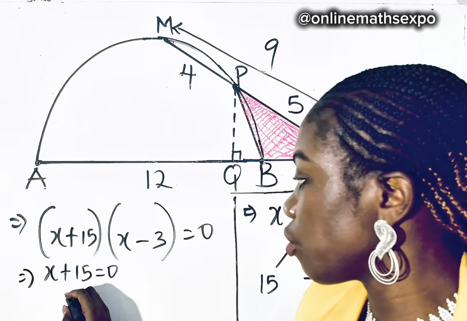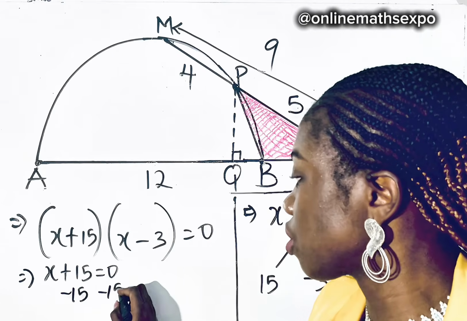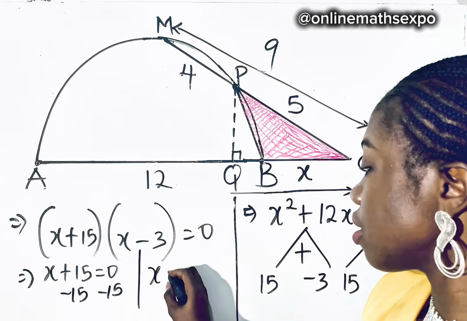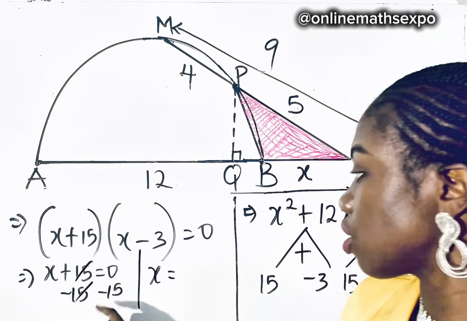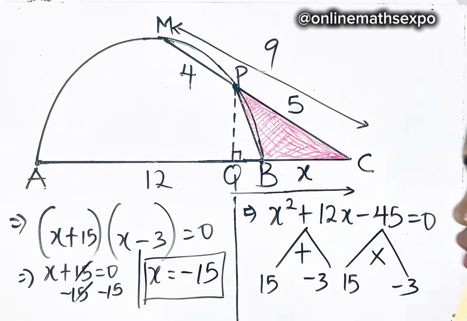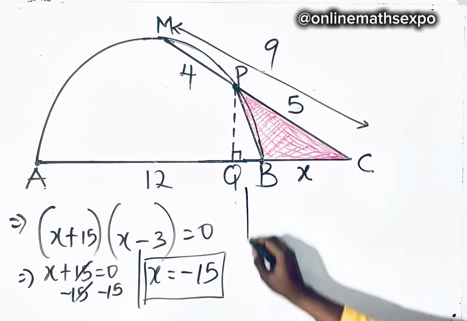To get x, remove this, subtract 15 from both sides. And when you do that, it gives us x is equal to, subtract this is 0, we have negative 15. This gives us the first value of x. We can also solve for the second.